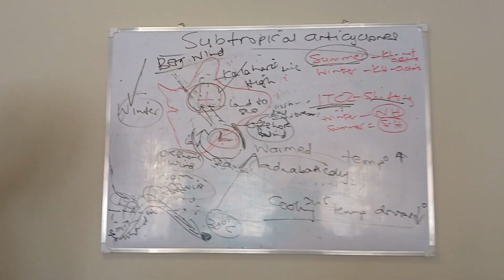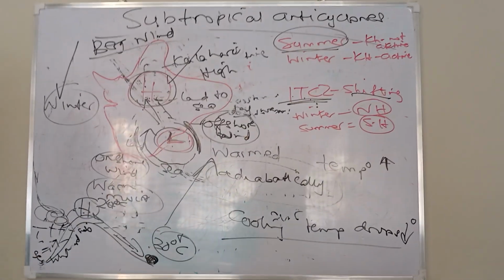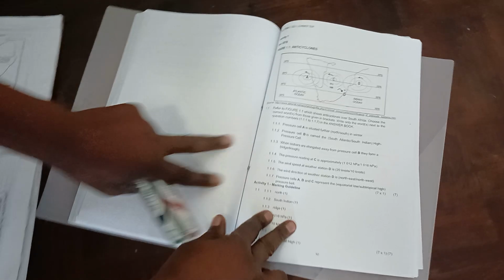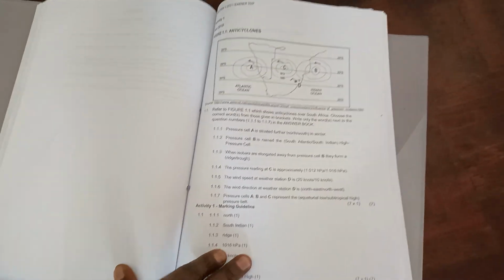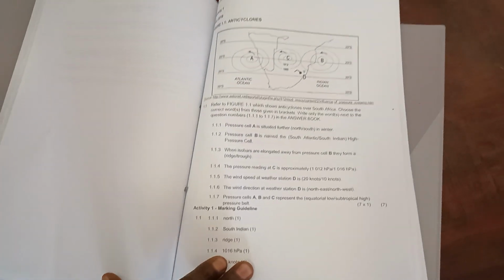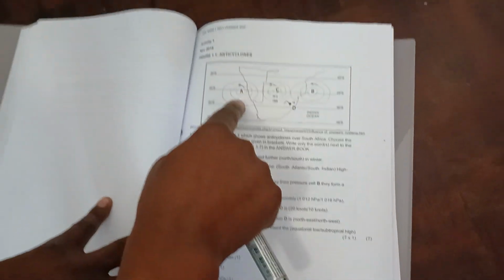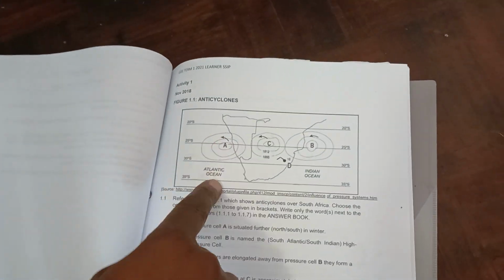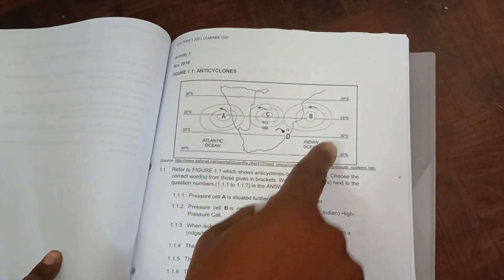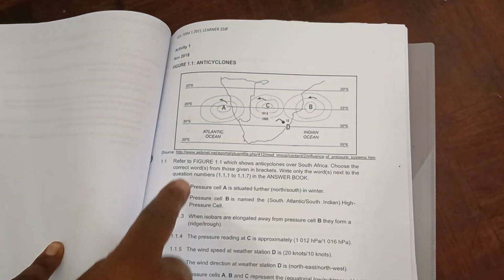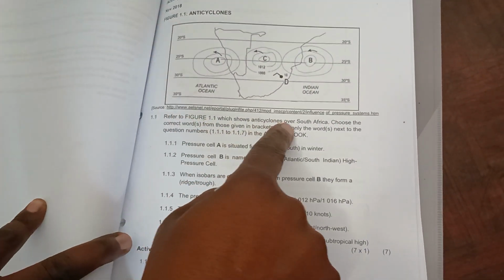I'm just going to take you through a question that I have here. This is the question from November 2018. It's about anticyclones. You can see there is your subtropical anticyclone Kalahari High. There is your South Indian High. Refer to Fig 1.1, which shows the anticyclones in South Africa.